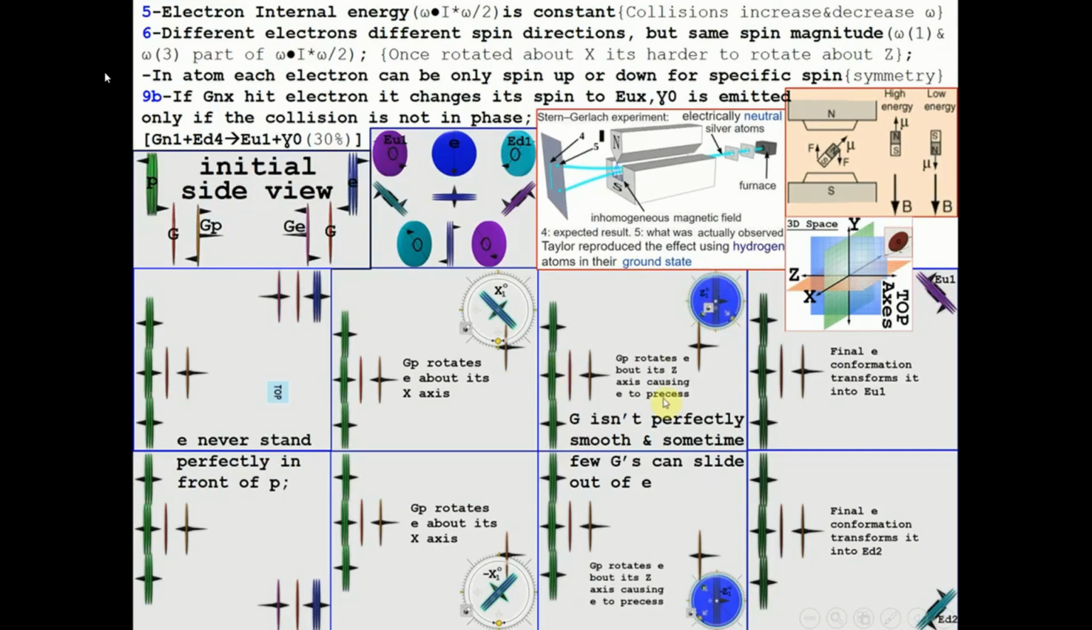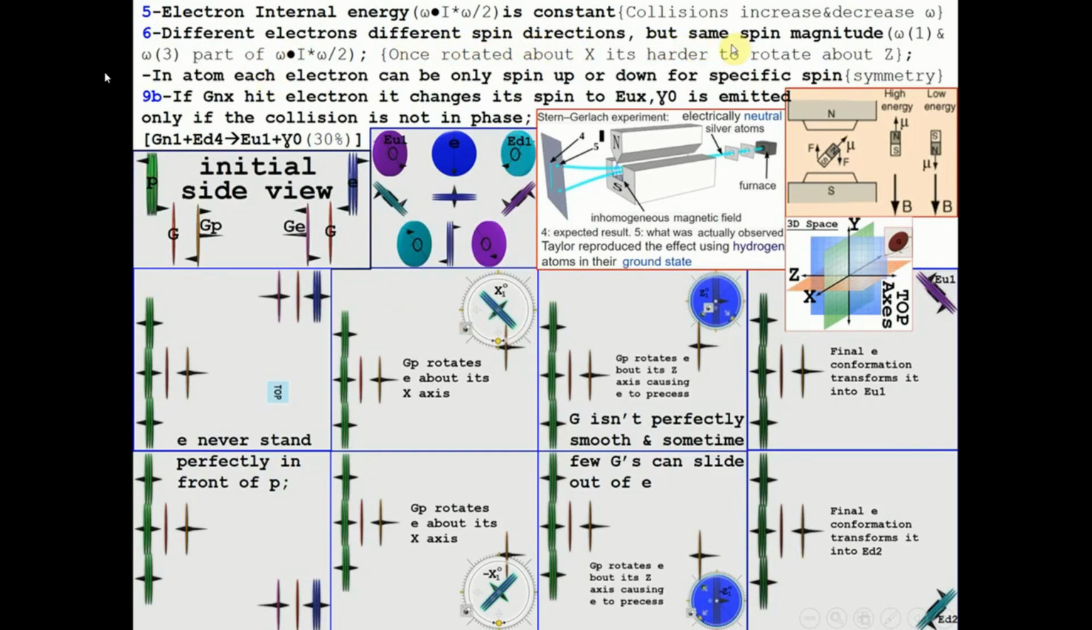or both, depending on the collision point, and depending if the electron is vertical or horizontal at the time of collision. If the GP particle rotates the electron about its x-axis, it will be much harder for the next GP particle to rotate this electron about its z-axis. And if the first GP will rotate this electron about its z-axis, it will be much harder for the next GP to rotate this electron about its x-axis. So in each atom, different electrons will have different spin, but they will have the same spin magnitude.